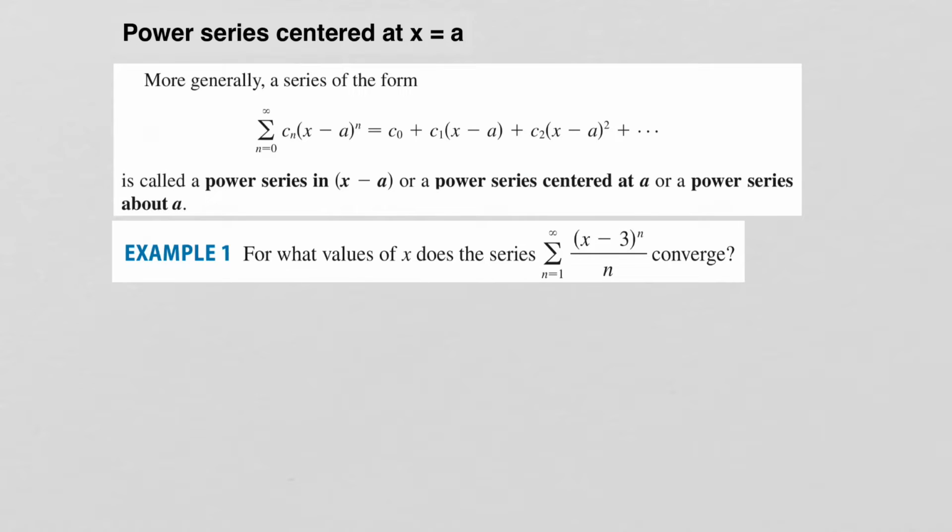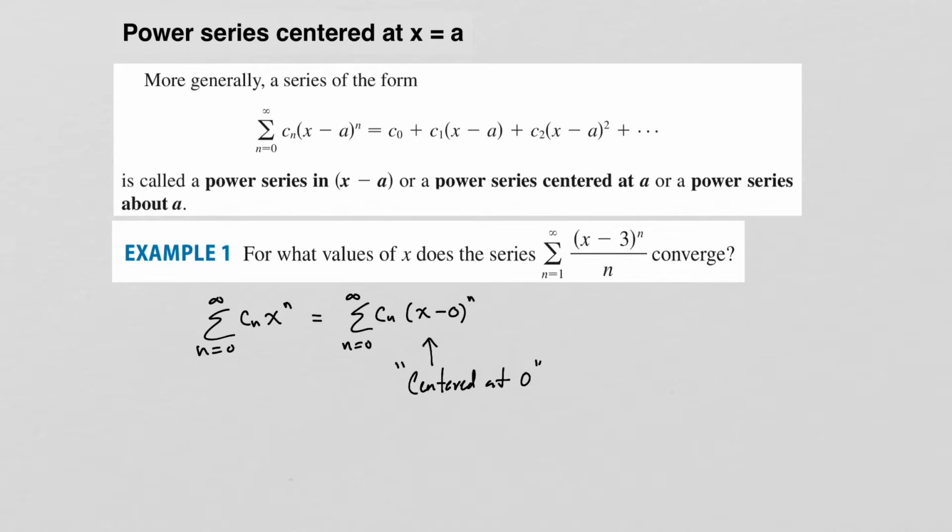More generally, we can talk about power series centered at x equals a. So this is pretty much just like the power series mentioned previously, except now we have the series summation Cn multiplied by x minus a to the n. Just to remind you, previously we had talked about a power series being of the form summation Cn x to the n, which would be the same as writing the sum of Cn times x minus 0 to the n. So this power series would be centered at 0.